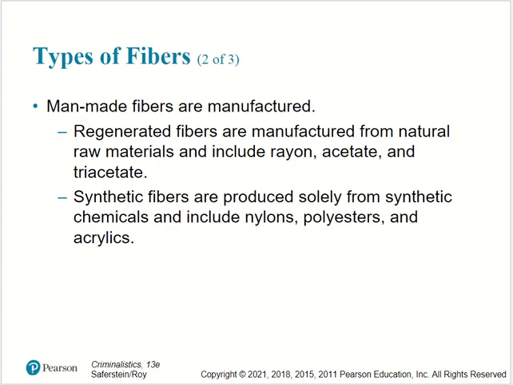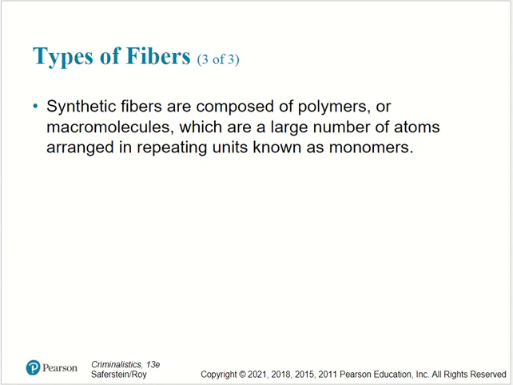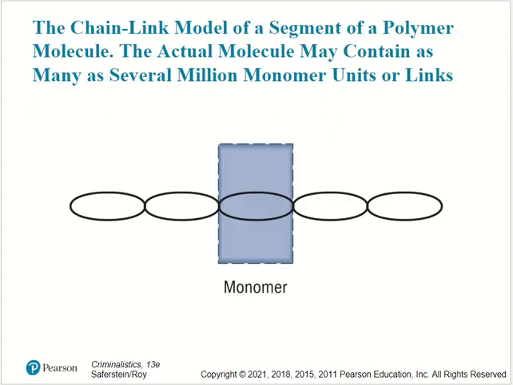Man-made fibers are manufactured. Regenerated fibers are manufactured from natural raw materials and include rayon, acetate, and triacetate. Synthetic fibers are produced solely from synthetic chemicals and include nylons, polyesters, and acrylics. Synthetic fibers are composed of polymers or macromolecules, which are a large number of atoms arranged in repeating units known as monomers.